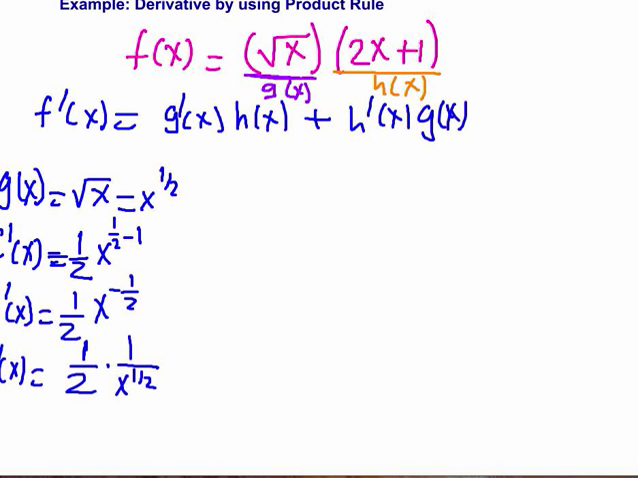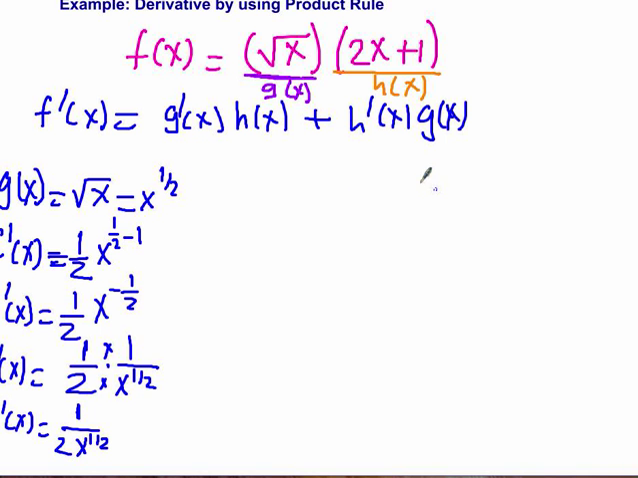And then just multiply it out. Numerator times numerator, 1 times 1. 2 times x to the power of 1/2 is 2x to the power of 1/2. That's it. That's the derivative g prime of x of g of x.